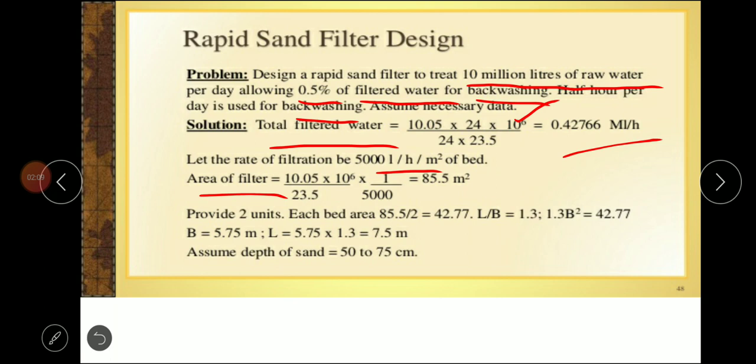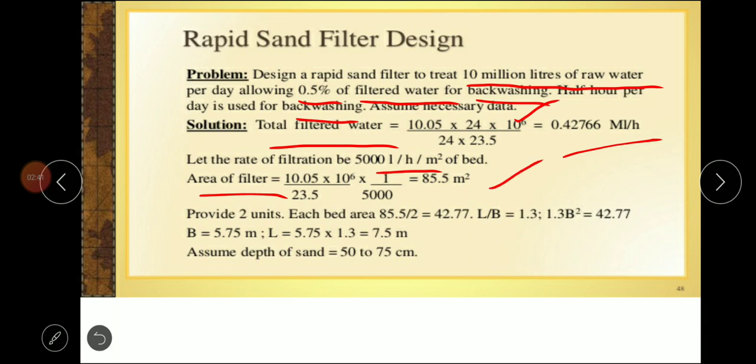Area of filter is equal to, the one formula is there, that is water demand divided by rate of filtration. The water demand is 10 into 10 to the power of 6 divided by 23.5. It is the water demand into 1 divided by 5000, that is rate of filtration. The area of filter is equal to 85.5 meter square.